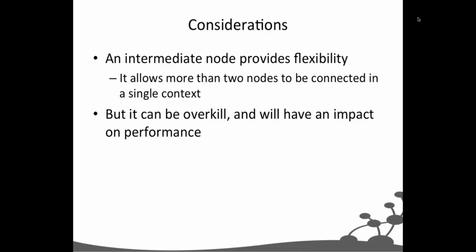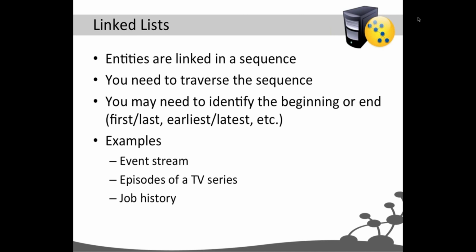But if you feel as though you're going to want to introduce other dimensions at some point in the future, far better from the outset to model this thing as an intermediate node. Remember, intermediate nodes allow more than two things to be connected in the same context, in a single context, to represent all the different dimensions of a fact, as it were.